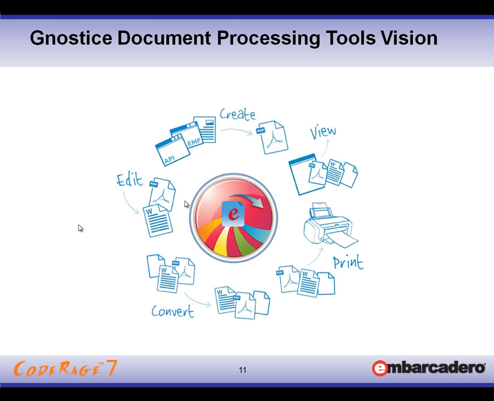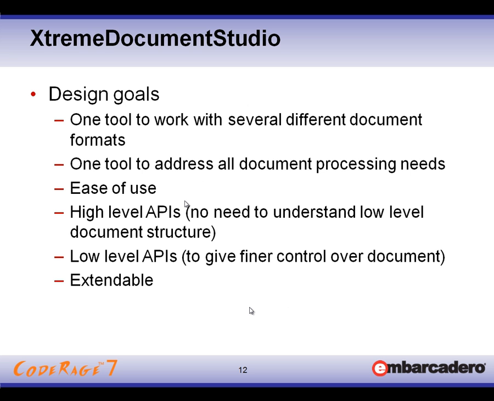So what are our design goals for this product that we call Xtreme Document Studio? First of all, we want to be able to handle multiple document formats in a single tool. We want to address all the document processing needs. We want to make it really easy to use, so the developer does not have to worry about the internals of the format. They just need to know what they need to get done. For this, we have the high-level APIs, and if somebody wants to go deeper inside, there will always be the low-level APIs. And we want to make it extendable so users can build plugins for this framework.